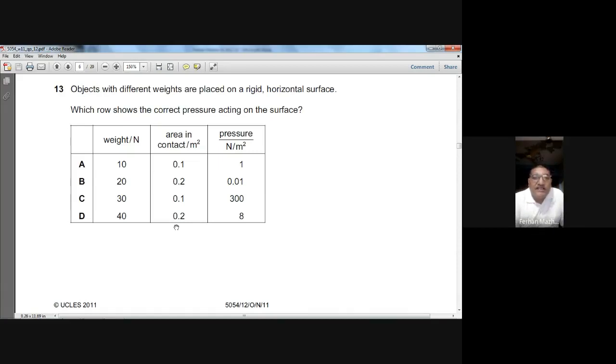When you do this, you will observe the only correct answer given in the pressure column is for the C option, which is 300. Because when you divide 30 newtons by 0.1 meter squared, the answer is 300 newtons per meter squared. So he correctly calculated only in the C option. So C is the option for question number 13.